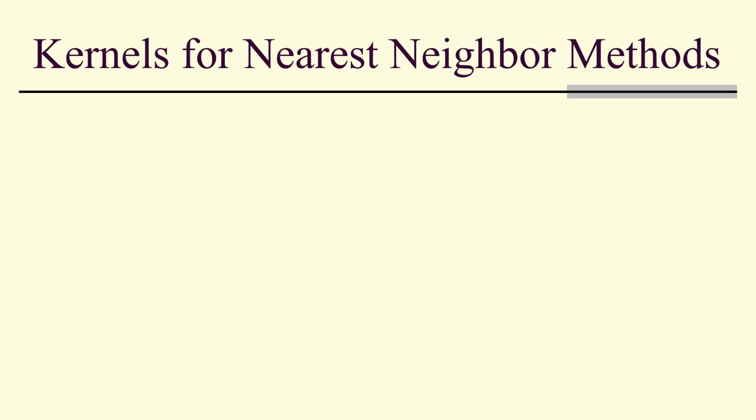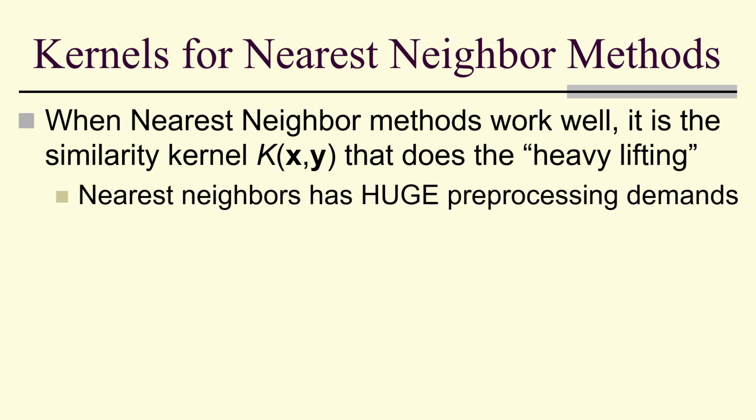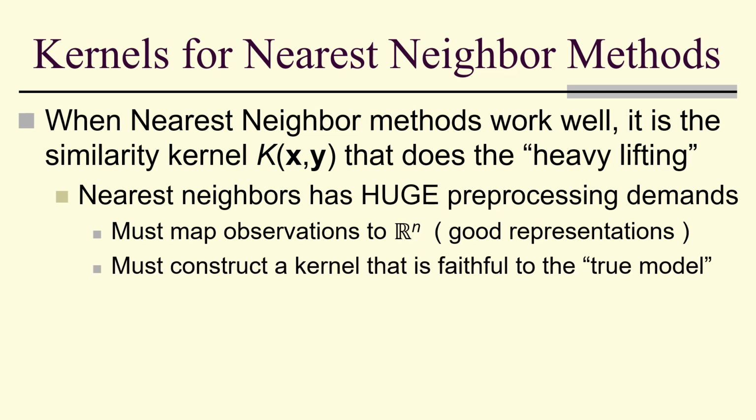So kernels for nearest neighbor methods. You see, when nearest neighbors methods work well, it's because the similarity kernel did the heavy lifting. But that means we really have to help out that kernel by doing a lot of preprocessing. And we have to map our observations to Rn, and we need those to be good representations. And we then have to construct a kernel that's faithful to the true model. That's actually very hard, as you'll see in the next video.